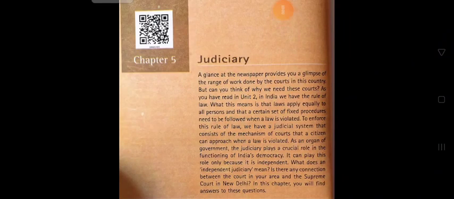Good morning, everyone. Today we are going to study Chapter 5 Judiciary. This chapter will help you to understand and know the answers to questions like what do you mean by an independent judiciary, or why do we need an independent judiciary?